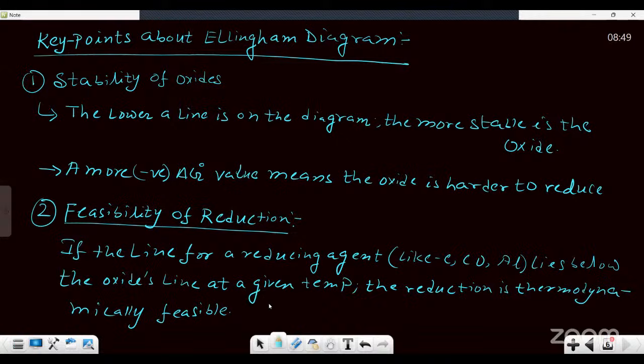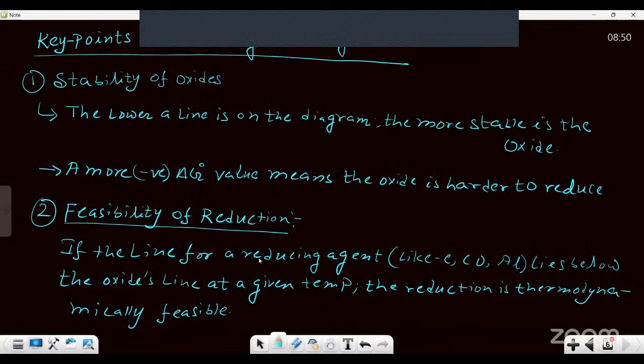For example, at 1000 degrees Celsius, the line for carbon and carbon monoxide lies below FeO. That means FeO can be reduced by carbon, and the minimum temperature we have to give is 1000 degrees Celsius. Below 1000 degrees Celsius, considering just the FeO line and the CO line, carbon will not be able to reduce the Fe.